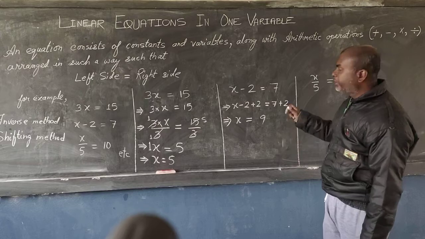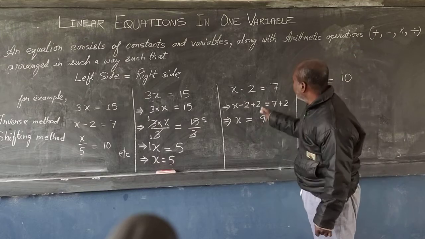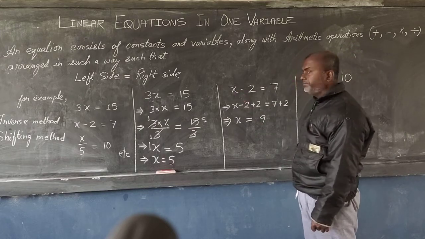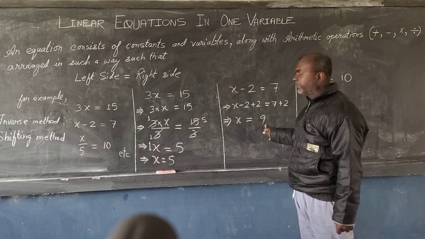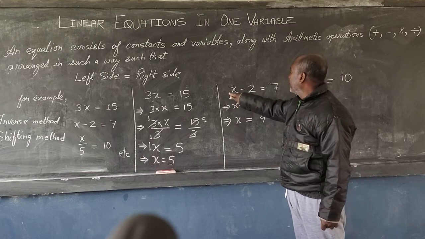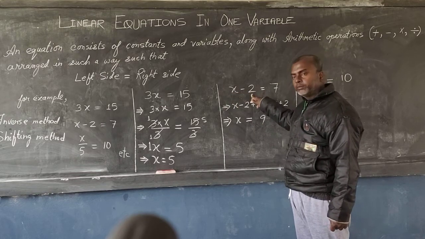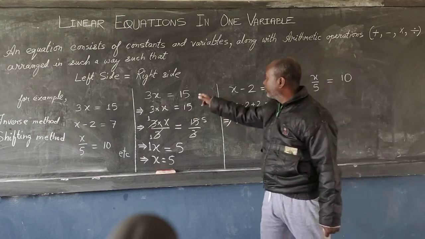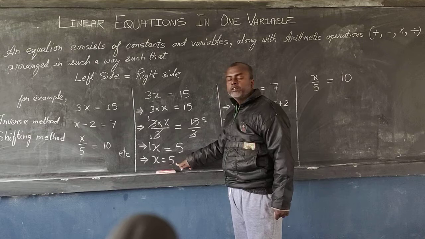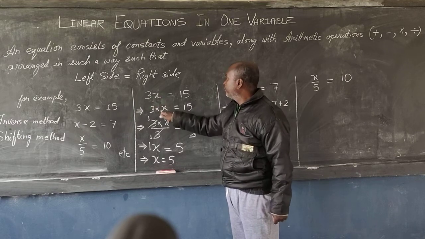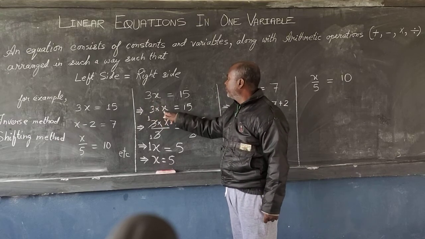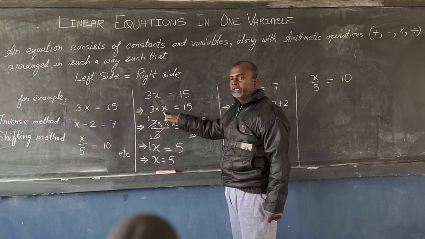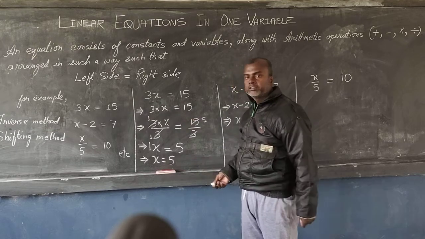You can also check your answer, you know that. Put the value of x here. The x value, how much did you get? 9. Okay, put it in the question. 9 minus 2 is how much? 7. Okay, 7. So our answer is correct. Even in this one also, what is the value of x we got? 5. Okay, put the value of x over here, 5. So 3 into 5 is how much? 15. So here also 15. So our answer is correct.